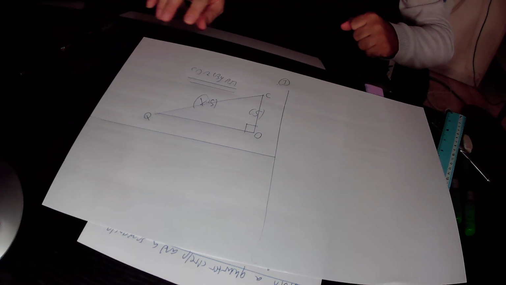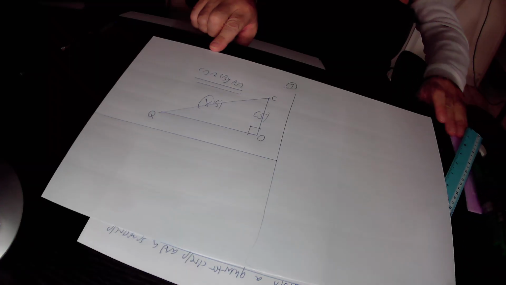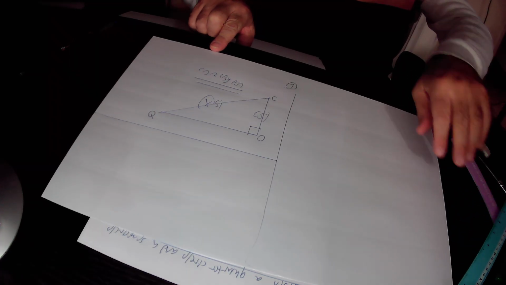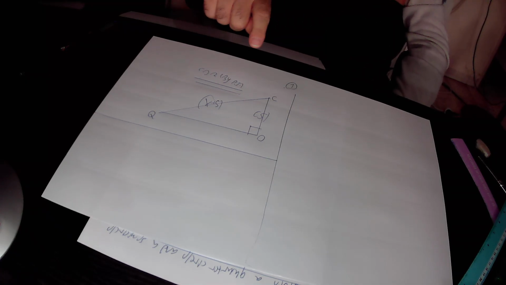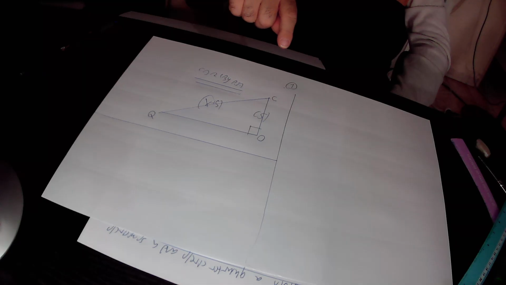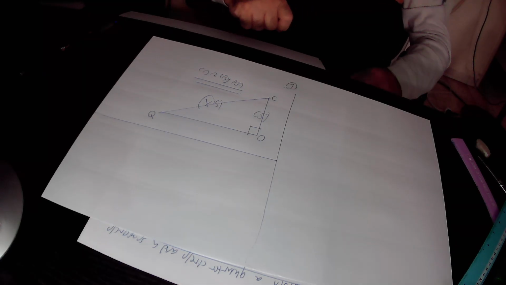So actually, this is the right triangle COQ according to the original drawing. In this right triangle COQ, according to the Pythagoras theorem, CQ squared, that is the square of the hypotenuse, equals CO squared plus OQ squared. So I write it down.